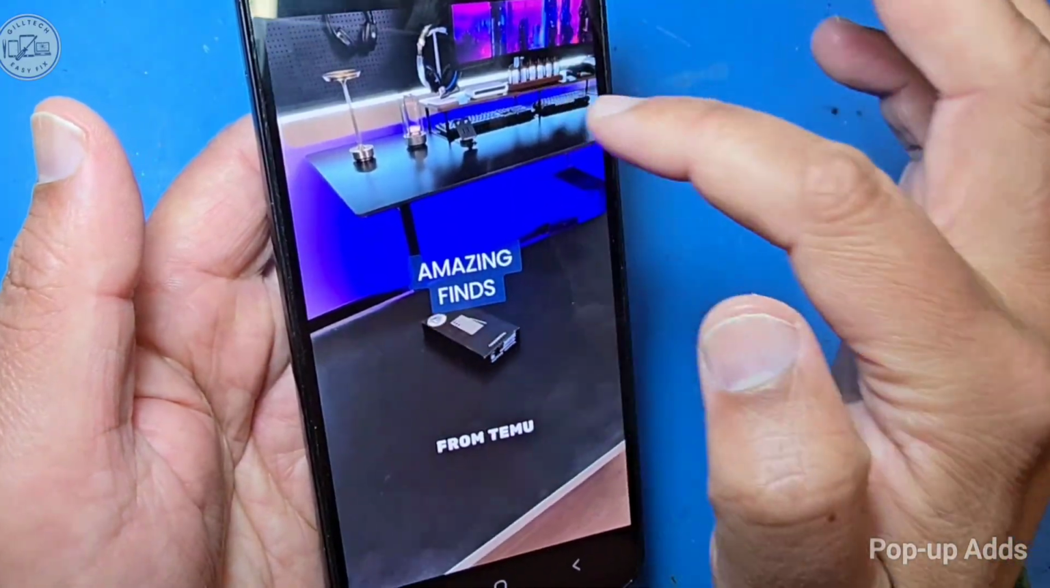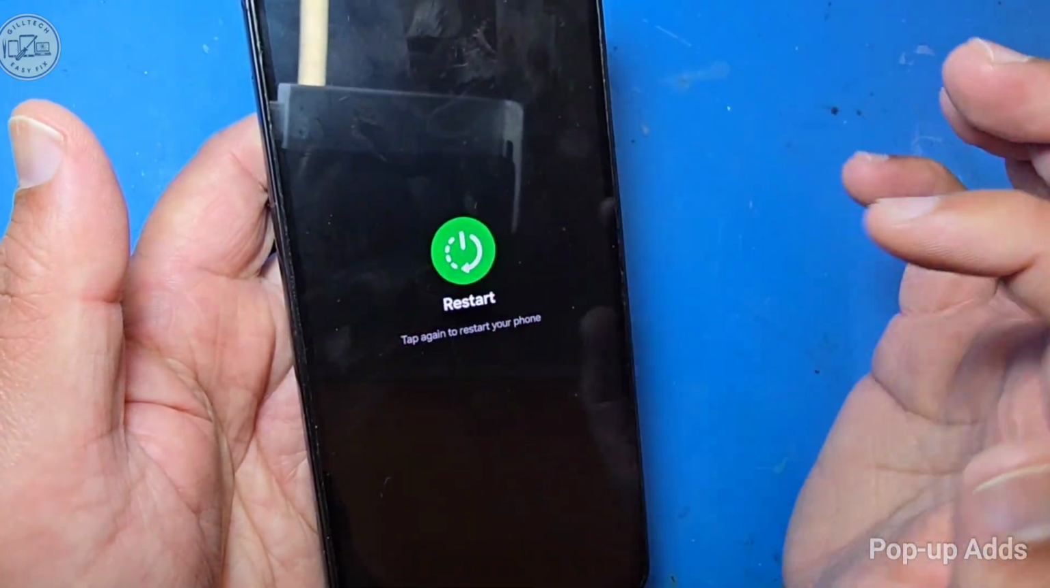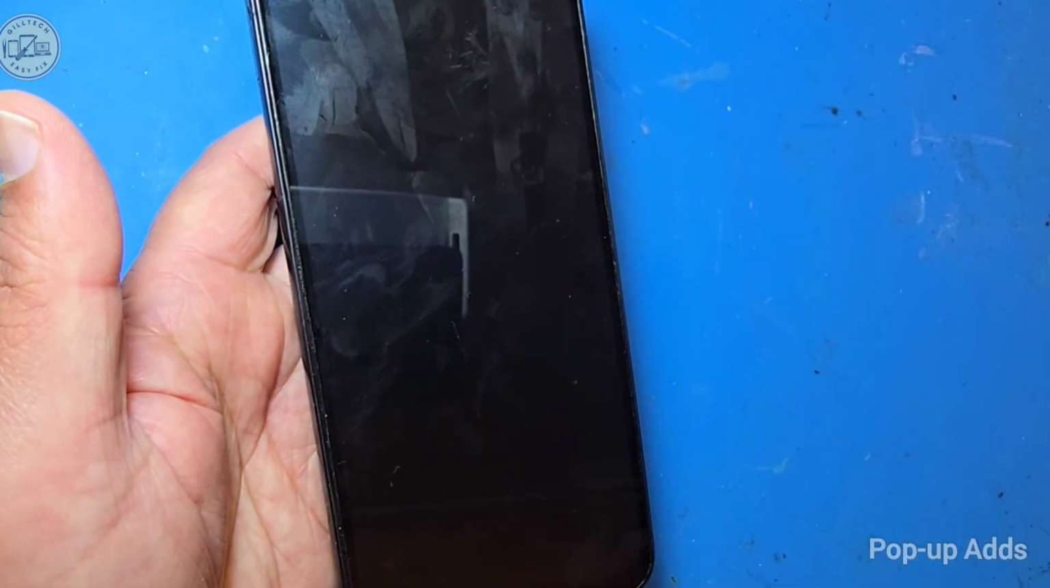However, in this particular situation, these advertisements are preventing access to the settings. Therefore, a viable approach would be to restart the phone and ensure the internet connection is disabled.